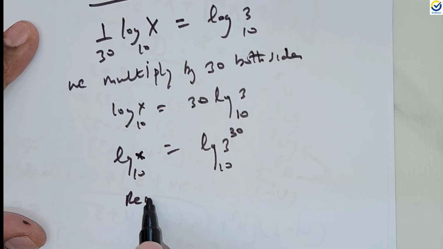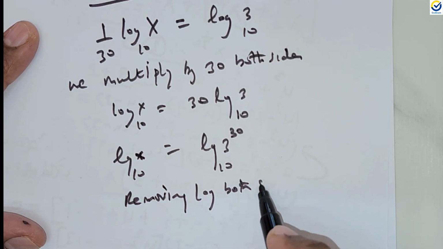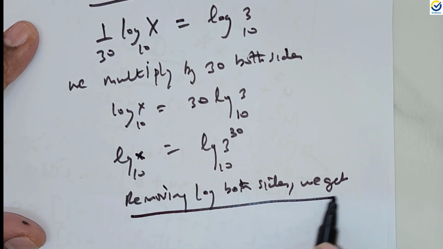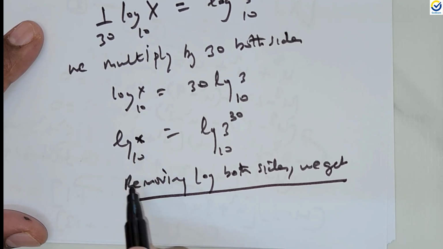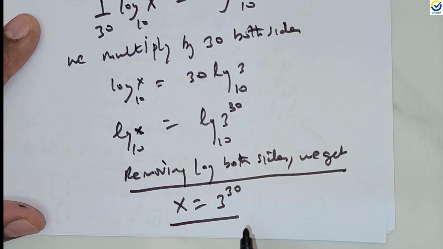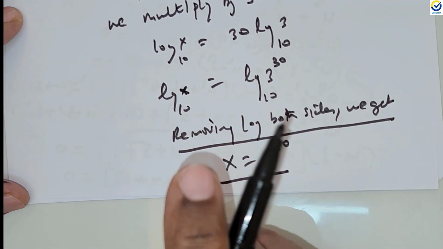Now what we can do is we can write the statement removing log both sides. We get, do not cancel them, just write the statement. So when log gets removed, we get x is equal to 3 raised to the power of 30. Okay, so this is the solution for this question.